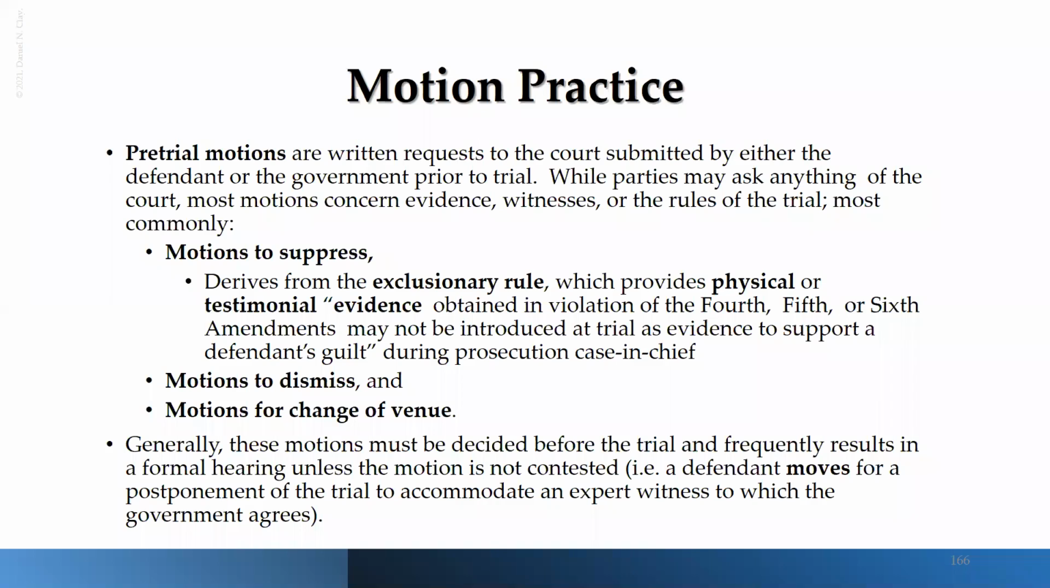So if you lose and now that cocaine can come in or that gun can come in, suddenly the deals of the plea are going to change, right? It's going to be more prosecution favored, more punishment favored, rather than defense favored. So a motion to suppress can have very far-reaching consequences.